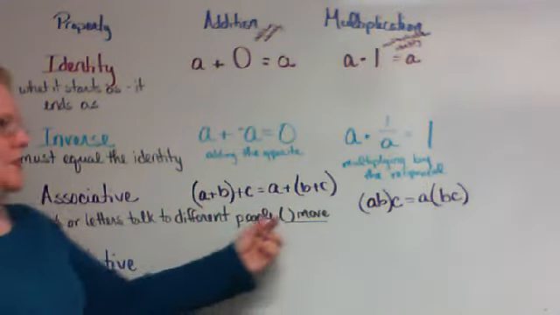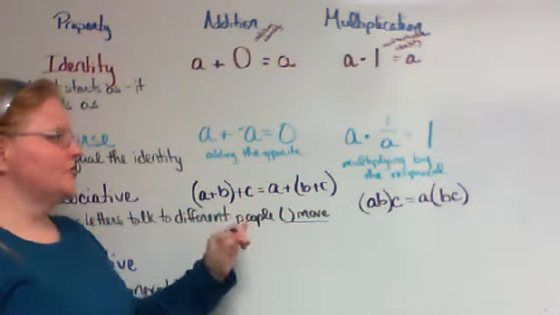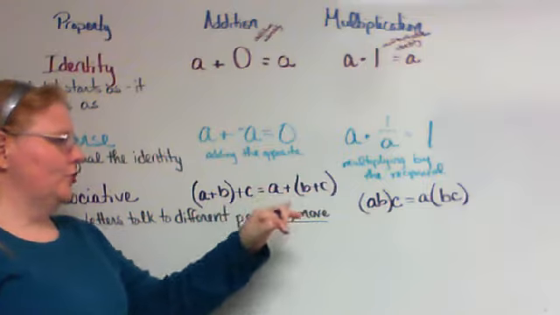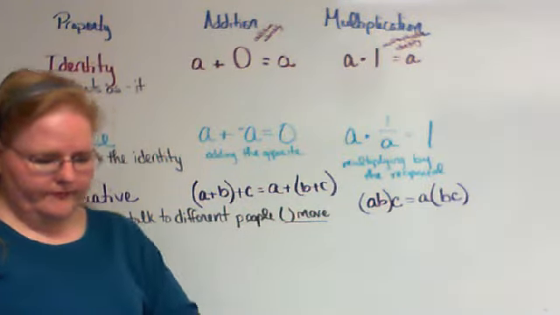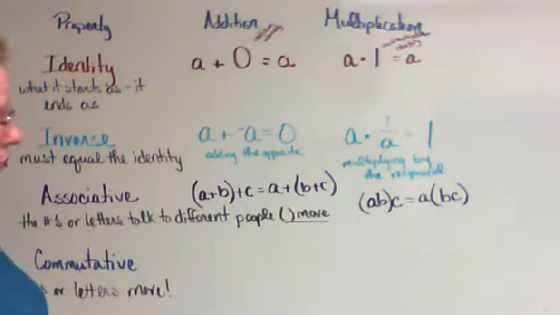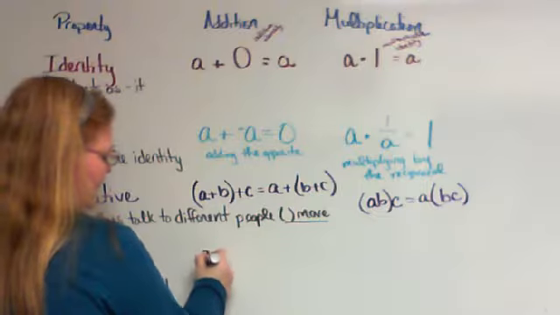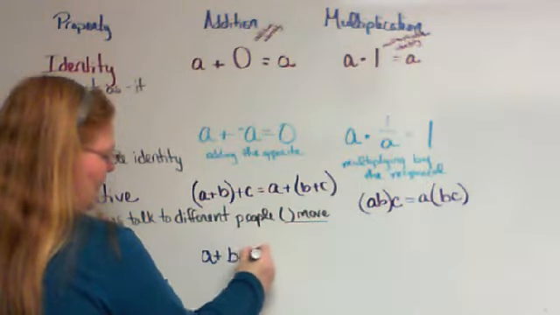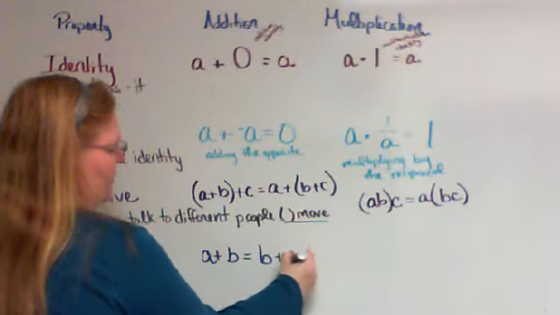So my parentheses move. Who it talks to doesn't change. Who they talk to is what changes. The letters don't move; they stay in the exact same spot. Parentheses move. For commutative property, it's the letters and numbers that move. So if I had A plus B, my letters would have to move around. So that's the same thing as B plus A.